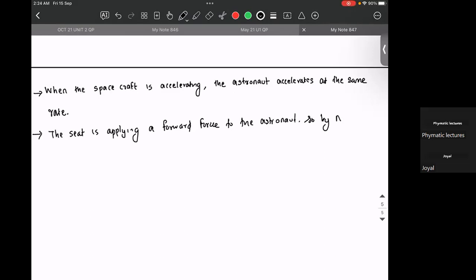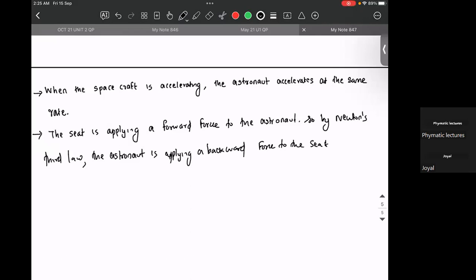So by Newton's third law, the astronaut is applying a backward force to the seat, which compresses the seat.